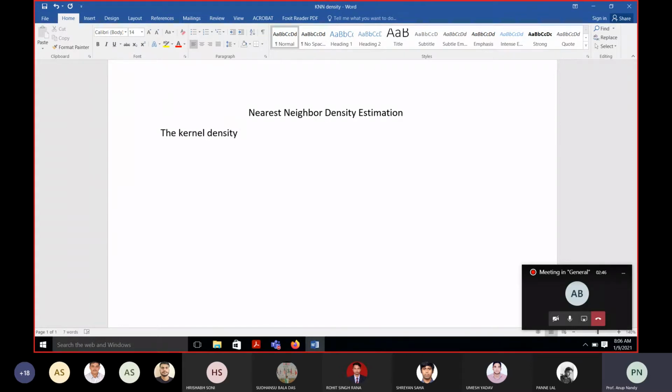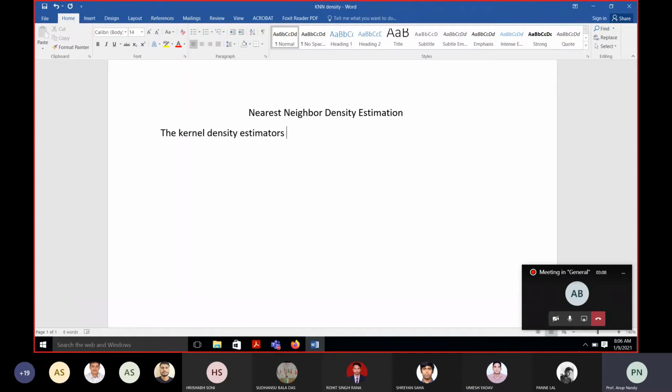kernel density estimator. So can you see my typing? Huh? Yes, Yes, sir. sir. Is it visible now at your end? Yes, Yes, sir. sir. Okay. If it is not visible, please let me know so that I can zoom it.